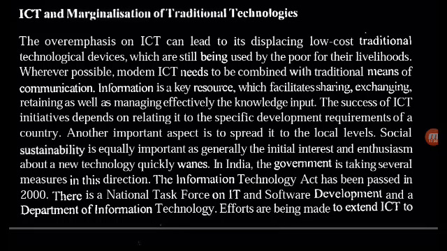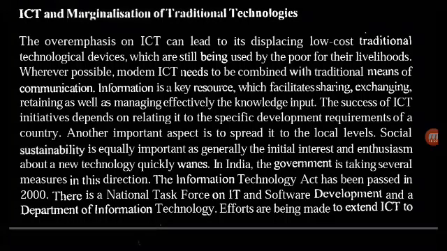The overemphasis on ICT can lead to its displacing low-cost traditional technological devices which are still being used by the poor for their livelihoods. Wherever possible, modern ICT needs to be combined with traditional means of communication. Information is a key resource which facilitates sharing, exchanging, retaining, as well as managing effectively the knowledge input. The success of ICT initiatives depends on relating it to the specific development requirements of a country. Another important aspect is to spread it to the local levels. Social sustainability is equally important, as generally the initial interest and enthusiasm about a new technology quickly wanes.